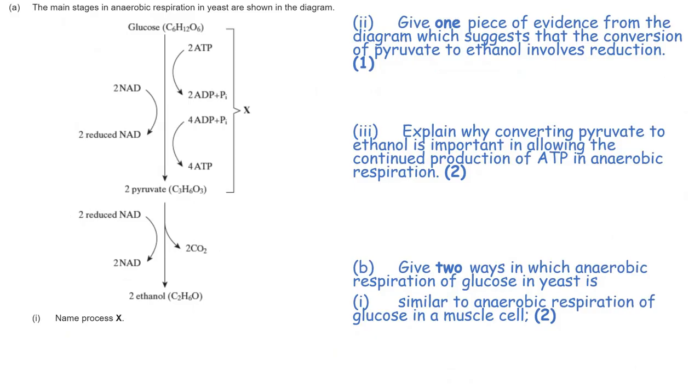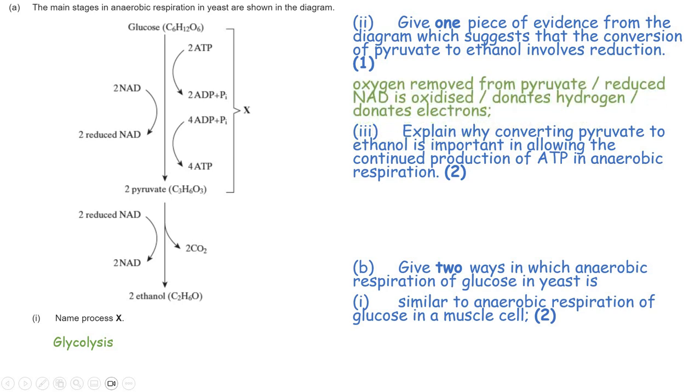The main stages in anaerobic respiration in yeast are shown in the diagram. Name process X, that is glycolysis. Give one piece of evidence from the diagram which suggests that the conversion of pyruvate to ethanol involves reduction. So here. It is because oxygen is removed from the pyruvate, reduced NAD is oxidised, or it donates a hydrogen, where it donates an electron.